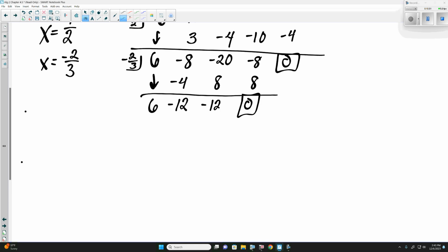Now at this point, we do need to put the variables back in. So the last 0 is our remainder. The first negative 12 is our term without x. The second negative 12 is our term with x. And 6 is our term with x squared. So what we have left is 6x squared minus 12x minus 12 is equal to 0.